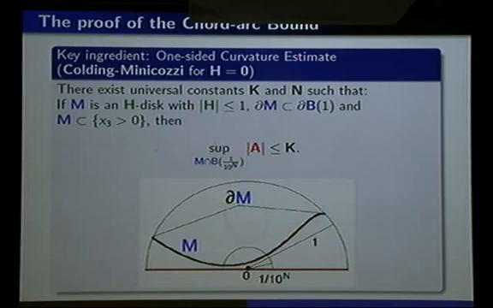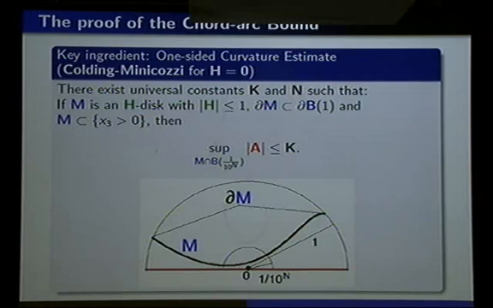And now about the chord-arc bound. I said that the chord-arc bound was proven in the minimal case by Colding-Minicozzi, and as a matter of fact, the idea of the proof of the chord-arc bound in the CMC case is essentially the one that Colding-Minicozzi gave. However, one needs this ingredient first. Once you have that, then you can follow the steps of the proof. And this doesn't follow trivially from what they did. Okay, what does this say?